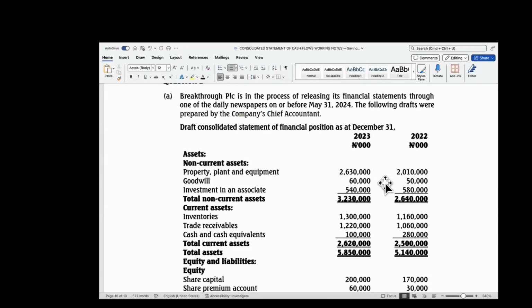Now, in this goodwill, remember what I've said. Ordinarily, goodwill should remain constant. This 50 should also be 50 in 2022. And at worst case, it should reduce, showing that there was an impairment of goodwill. But here it increased, so I need to examine it.